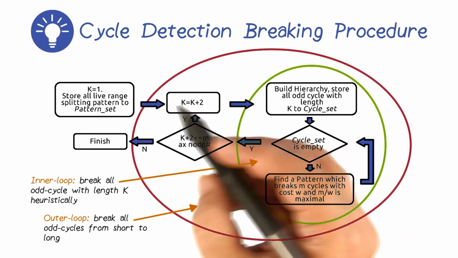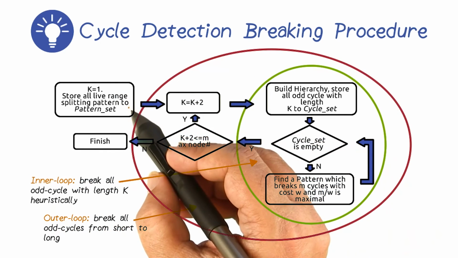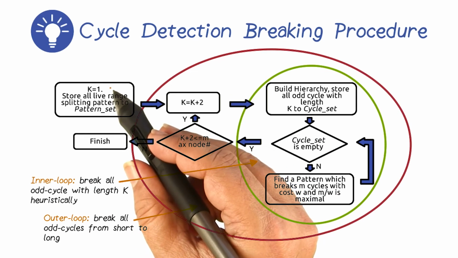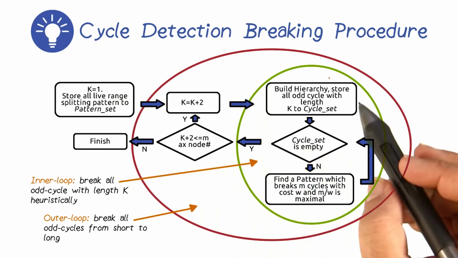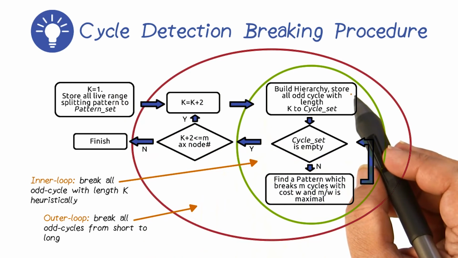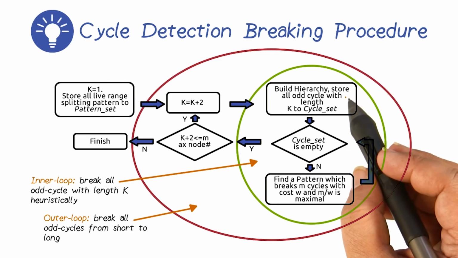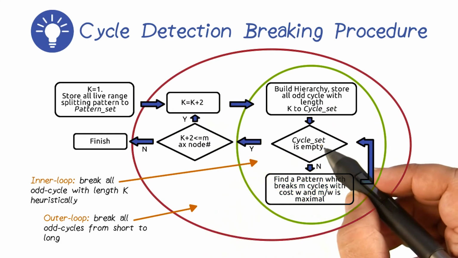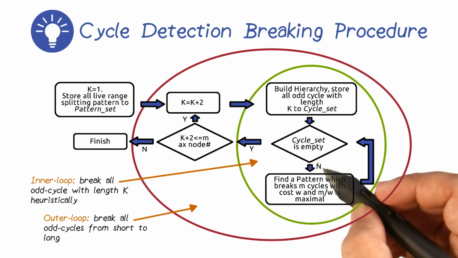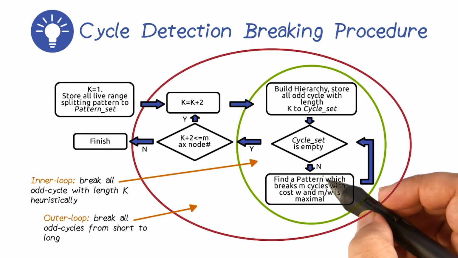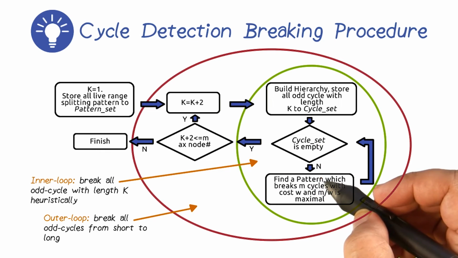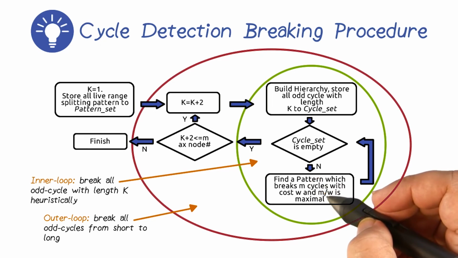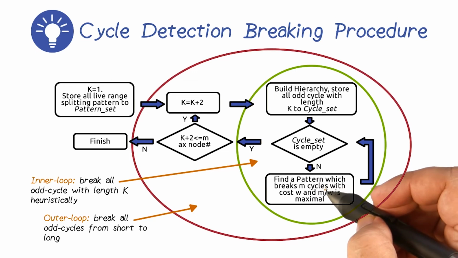So here is the overall algorithm. First, we want all live range splitting patterns to be stored in a particular set, and that is for the shortest odd cycle, which is of length 1. And then we start the procedure here. We build the hierarchy. We find out all odd cycles of length k, where k is smallest, as you can see here. And as long as we have some cycles detected there, we find a pattern which breaks that particular cycle with the minimal cost, so that the ratio of number of cycles broken to the unit cost that we pay for breaking that cycle is maximal.